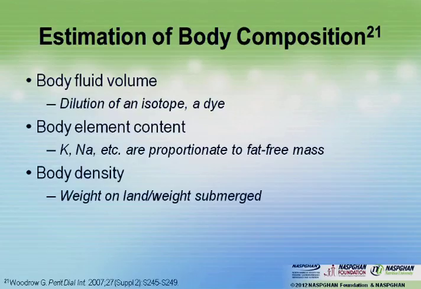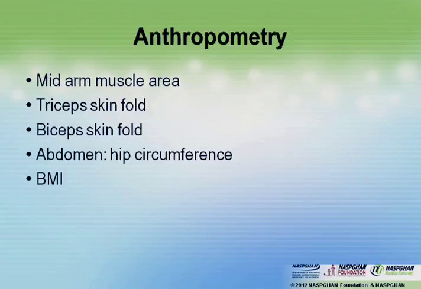So how do we estimate body composition? Well, I always like the one where you look at body fluid volume, you look at isotope dilution. You can put a patient into a bath and see how much water they displace. That's a neat one. Weight on land and weight submerged. As you know, patients who have massive ascites, the ascites disappears if you submerge them in water for a long period of time. And we can use the other markers for anthropometry that have been discussed.